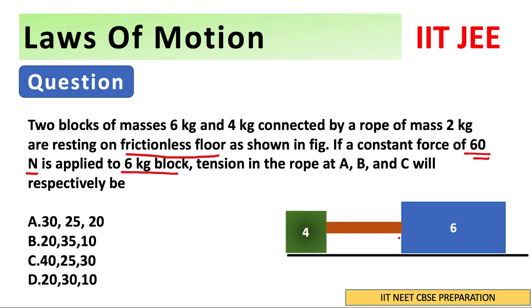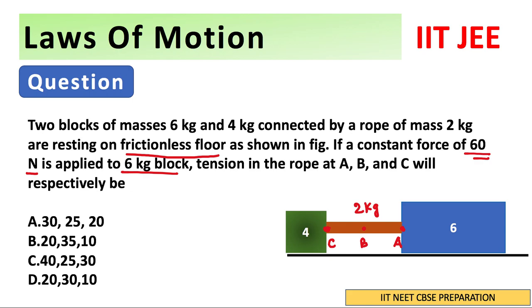I have not marked the points. So this is point A, this is point B and this is point C, and these are the 4 kg and 6 kg blocks, connected by the rope, and the rope is not massless. In this question the rope is of mass 2 kg, and therefore the tension calculations will vary, because if a massless rope is present, then the tension will be the same across all the points of the rope, right? So at the 3 points of the rope, A, B and C, you are supposed to find out the tension. Let's see how to solve this question.